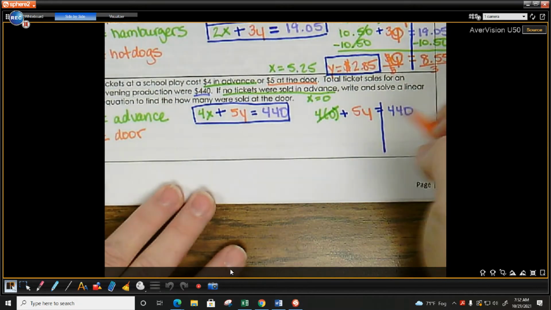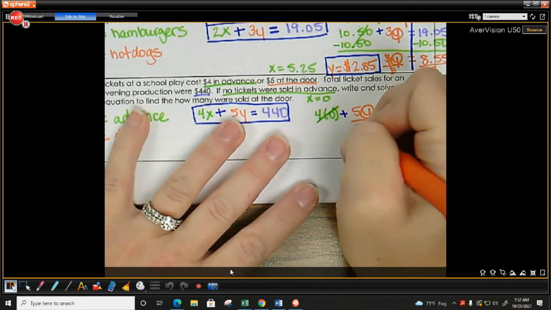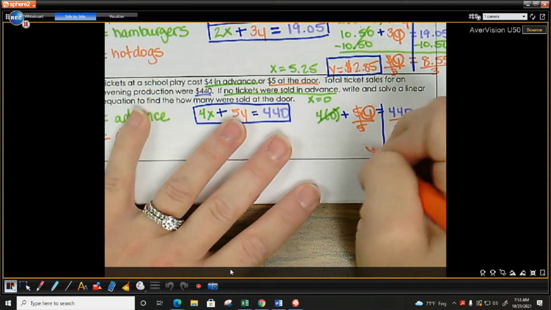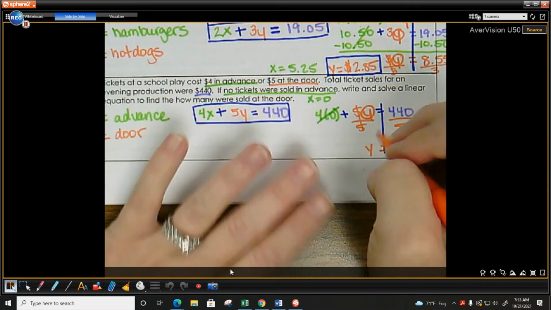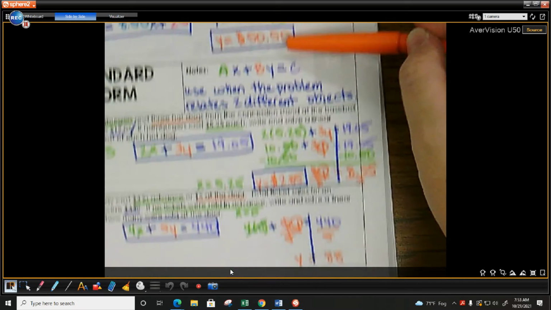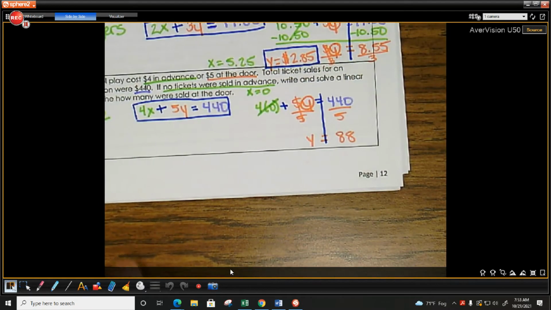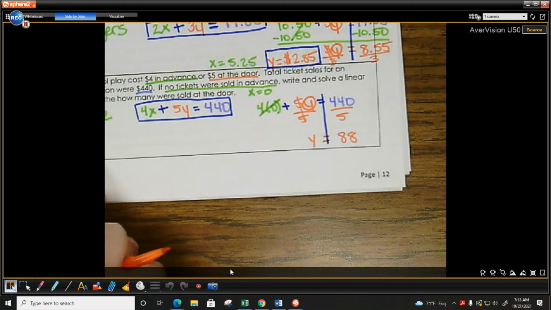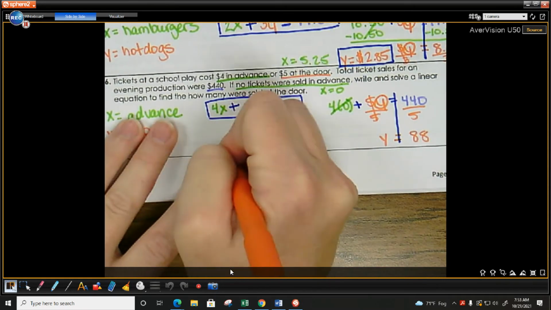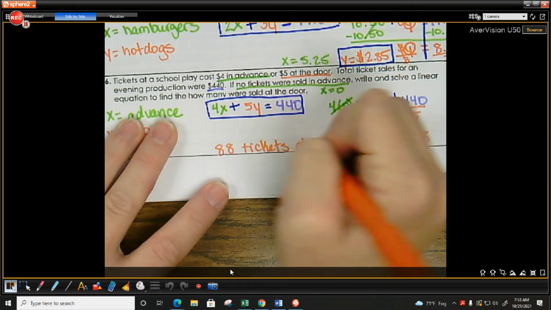Circle your Y. What do I do to get Y by itself? Divide both sides by 5. And we get Y equals what? 88. Okay, 88 what? Word problems need units, like up here we had 30 rides, $50.50, $2.85. 88 what? Tickets at the door, because it's Y, and Y is your door ticket. So 88 tickets at the door.